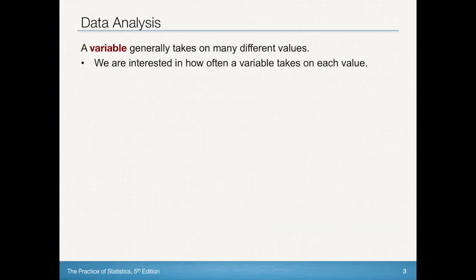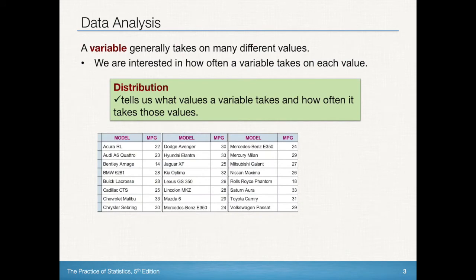So if we key on this idea of variable, let's say that we have a table like this with a different set of models of cars and their respective miles per gallon. If we take a look, the miles per gallon is what we would consider to be our variable of interest, where the individuals would be the type of car that we're talking about.